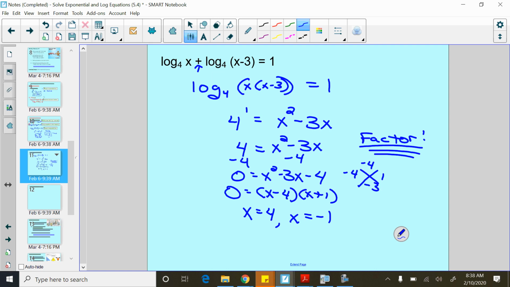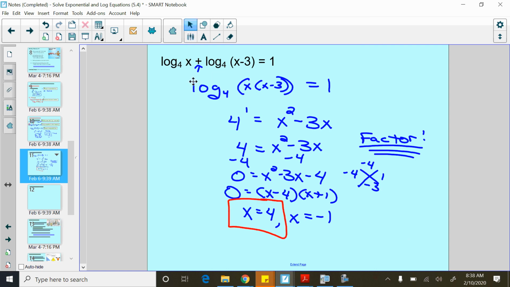I'll give you a second to check this over. I will say that 4 works. Negative 1 should not work as you are checking this over. The only answer for this problem should be x equals 4.